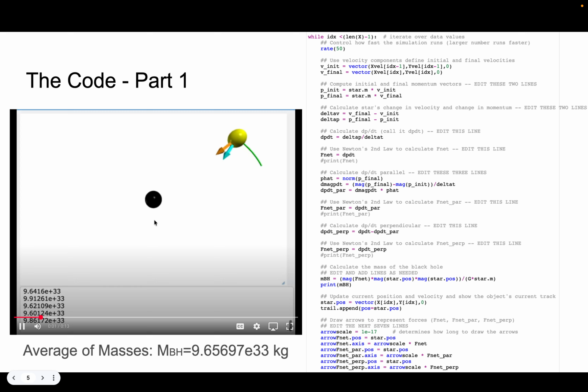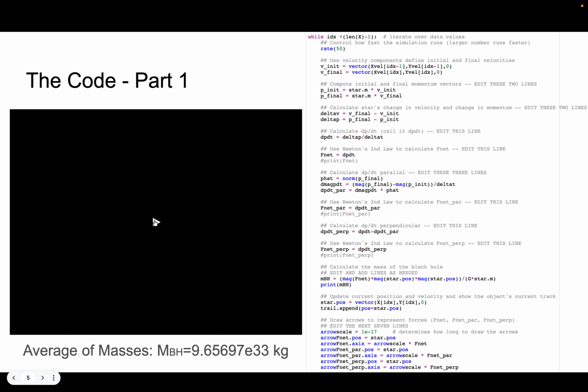So this is the code for Part 1. What we did for this part was we used the velocity components to define the initial and final velocities. And then we used those to compute the initial and final momentum vectors, used those to calculate the star's change in velocity and change in momentum to ultimately calculate the dp/dt. And because in this case there is only one force, which is the force of the black hole on the star, that is equal to Fnet.